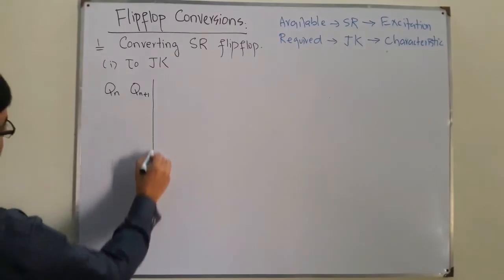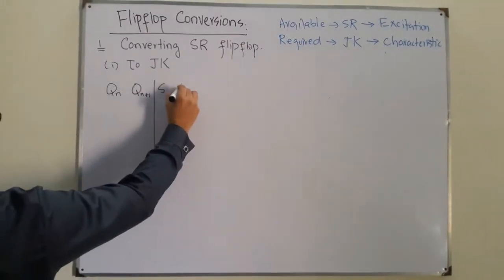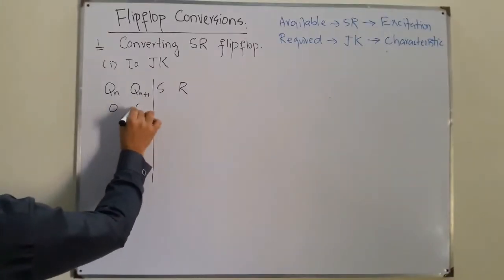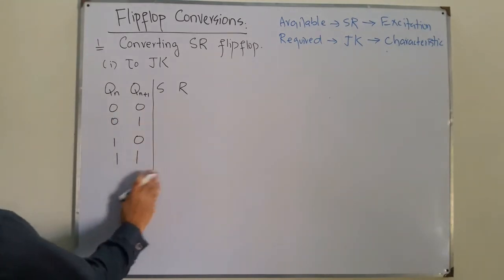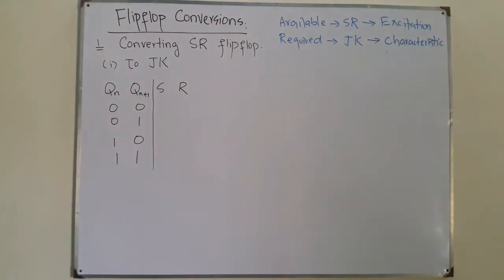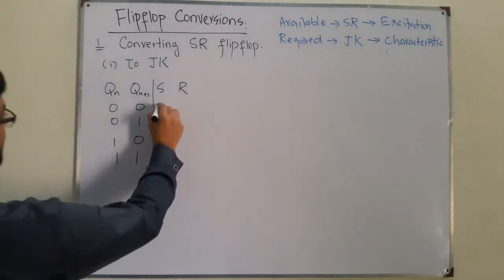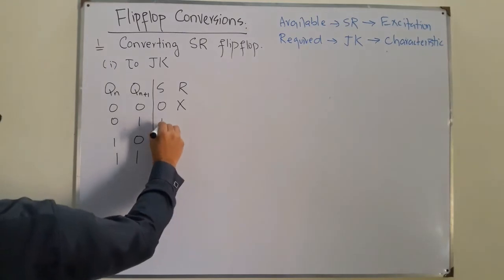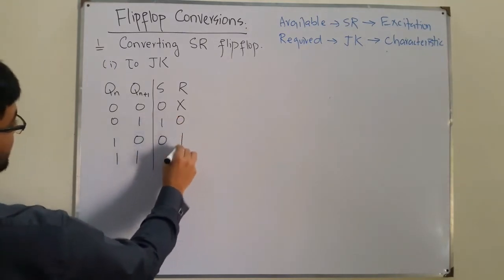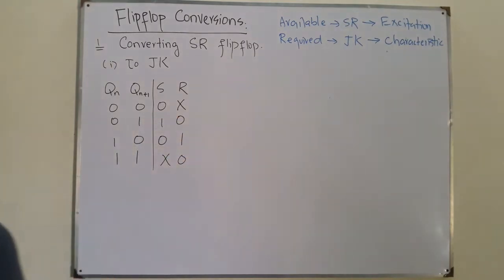Where you have Qn plus 1, and you have S and R, where you have 00, 01, 10 and 11, and the outputs are 0X, 10, 01 and X0. This is the excitation table, and the characteristic table for JK is what?